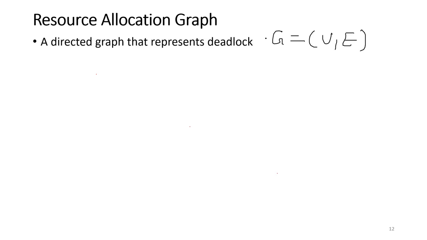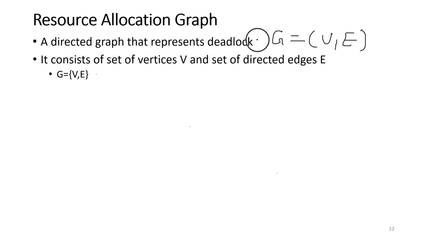If we consider any graph G, then it has two elements. First one is V, that is the set of nodes, and E, that is the set of edges. Same is the case with this resource allocation graph. The resource allocation graph is a directed graph that is used to represent deadlock in the system.